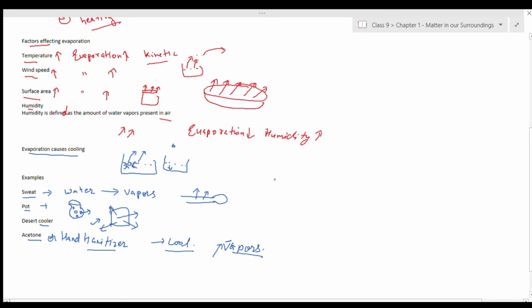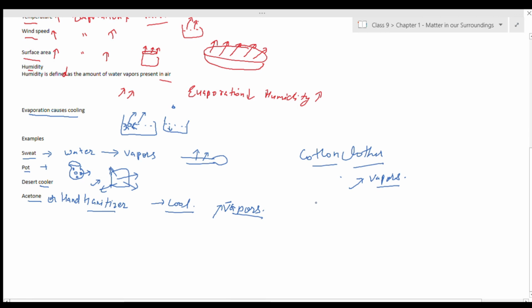So some important questions that are asked from this part. The first one is, why do we wear cotton clothes in summer? So cotton clothes are very porous and they are good absorbers of sweat. So they absorb sweat and bring it to the surface, and from the surface the sweat is converted to vapors while absorbing heat energy from our clothes, which makes us feel cooler.